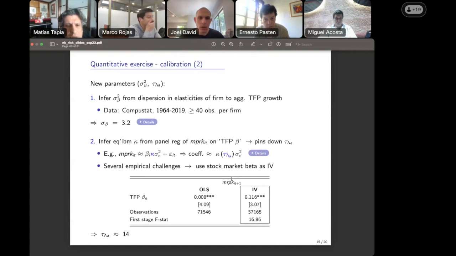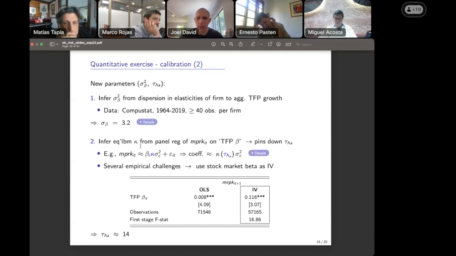Okay. So I talked about how to get sigma squared betas. How do I get tau lambda A? I'm going to back out tau lambda A as follows. I'm going to do regressions of marginal products of capital directly on measures of beta. That's going to give me a measure of the equilibrium kappa, and then I'm going to use the model equations to back out tau lambda A given the kappa that I see in the data.